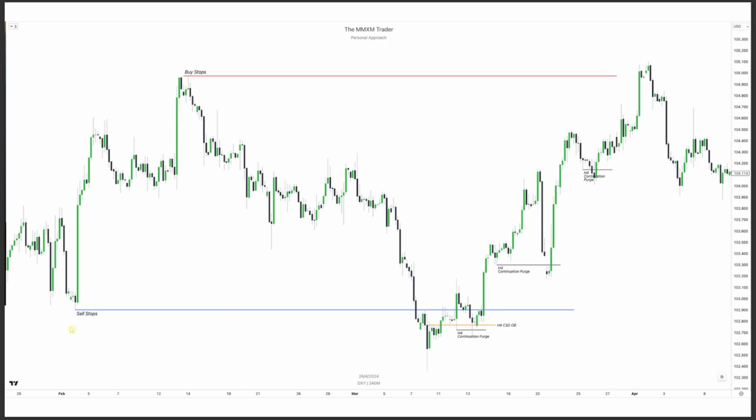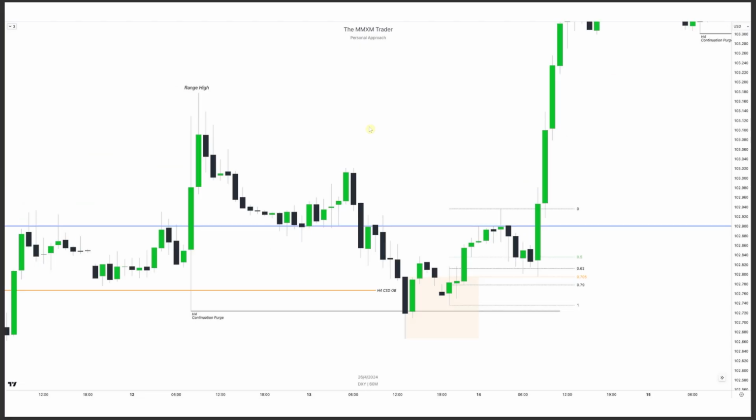So on the monthly time frame, sell stops are being accumulated down here, right? And we want to pair it up with the buy stops resting above that range high. So we're zooming in a little bit further, like the 1-hour chart over here. We're zooming in on that 4-hour continuation purge, right?